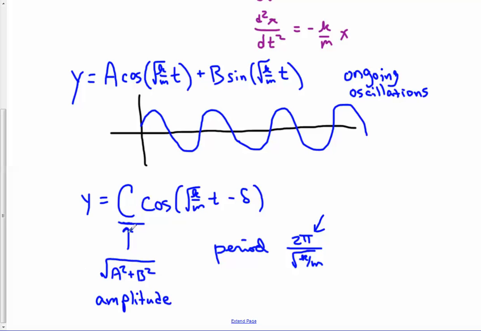Well, I should say, I haven't really given you a formula for the amplitude because the c, either in terms of the c or in terms of the a and b back here, would have to be determined by the initial conditions.